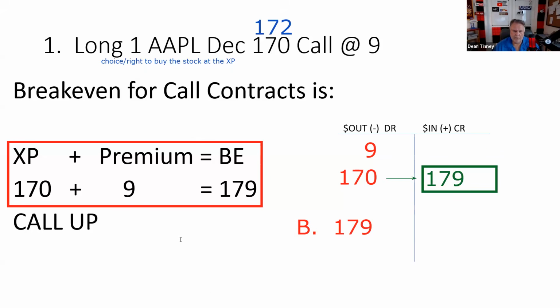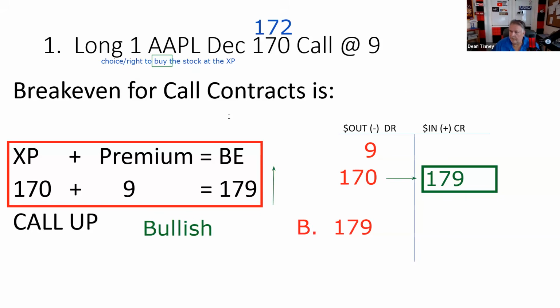Well, if we have a choice to buy the stock, buying the stock is ultimately, test question, bullish. So we're going to want that market price of Apple to be above 179. And that's something as well that we have to be able to do. Boom. Any questions on the break even in a call contract?